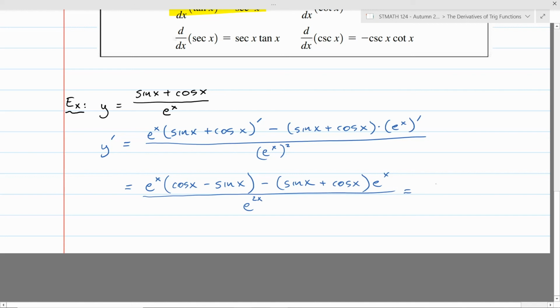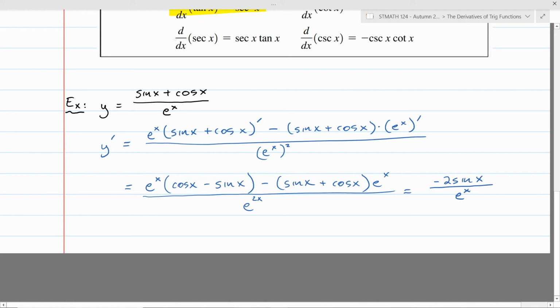Like I could factor an e to the x out of the top, and I also see that after I did that, I could cancel the cosines off because there's a negative cosine and a positive cosine. So looks like you're going to end up with negative 2 sine x over e to the x is what that all collapses down to. Check me and make sure I'm right on that.